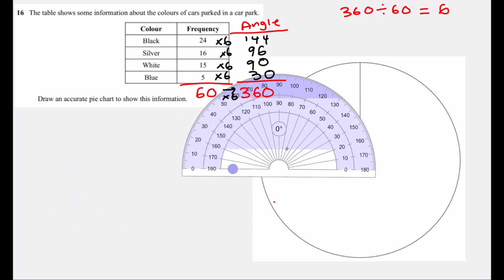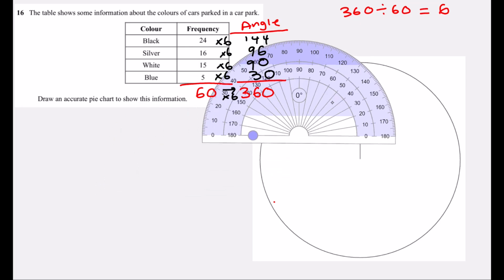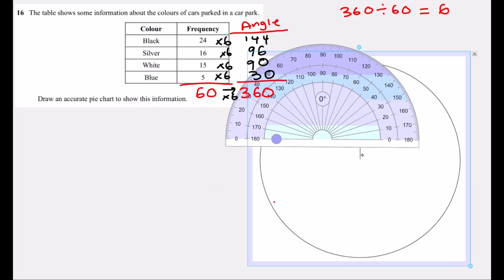So what we want to do, we want to get the center. So this point here, the center of our protractor, lined up with the center of the circle. So this point here.